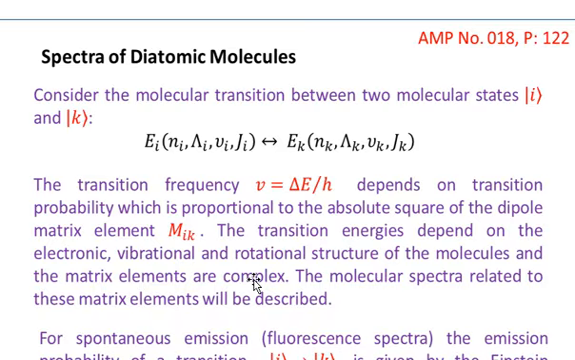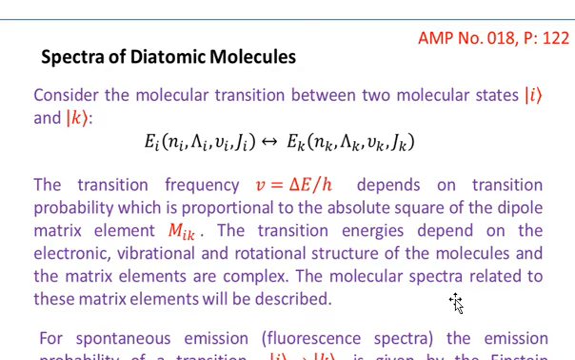When we are talking about the transition, it could be from one electronic state to another electronic state, or between the levels of the same electronic state. The vibrational levels could belong to one electronic state or the other, or the vibrational levels may correspond to the same electronic state. Similarly, we have the rotational states, which could correspond to different vibrational states or to the same vibrational state. So all these electronic, vibrational, and rotational states depend upon the structure of the molecules, and the matrix elements are generally complex.